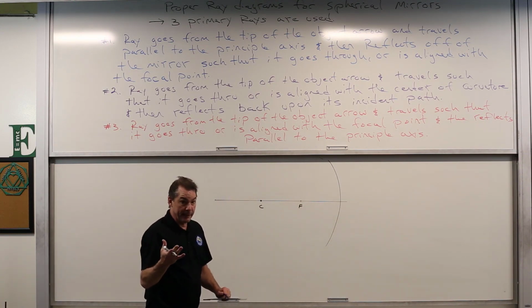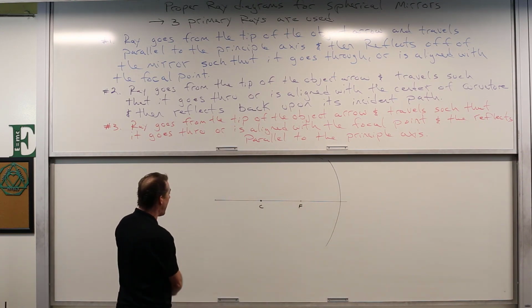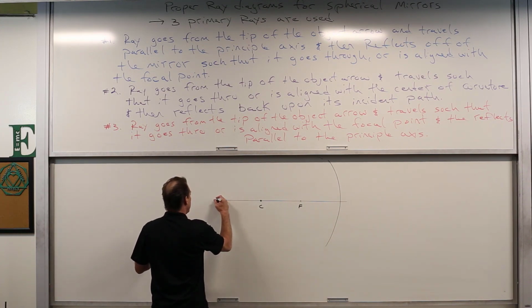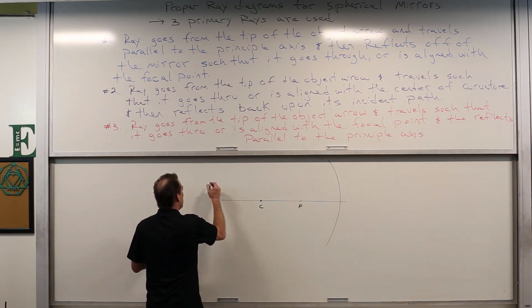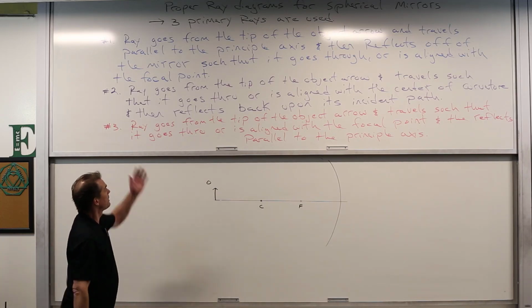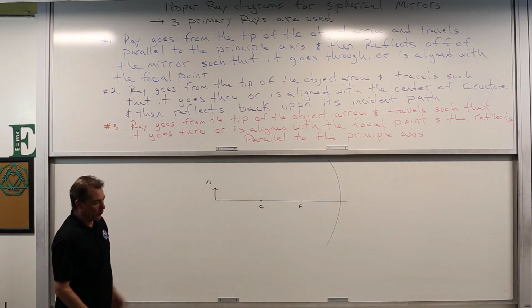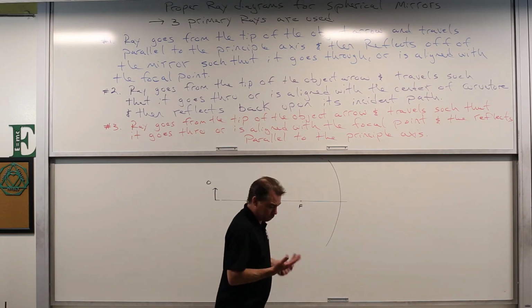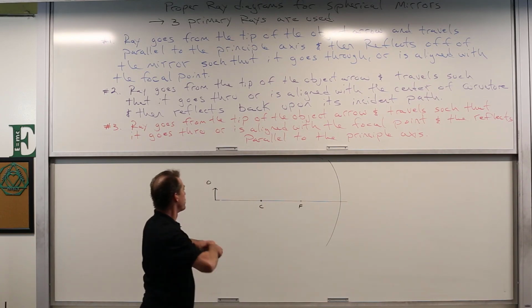All we need left is an object. So we'll throw in an object arrow here. I'll put the object down here, why not? So there's our object. And what we just want to utilize is these three rays and see how the image formation takes place using them. All right, so let us just do this.